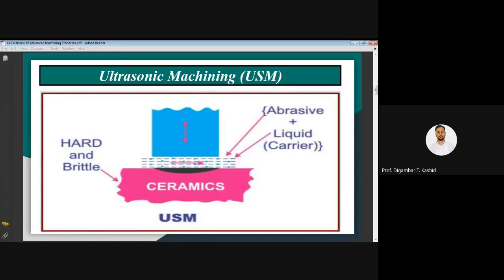Here, for these four processes only mechanical energy is used, and that mechanical energy is in the form of kinetic energy. In the case of ultrasonic machining, we require high frequency, and that high frequency is the ultrasonic frequency, more than 20,000 hertz, with a certain amplitude of vibration. Using ultrasonic machining we can machine ceramic materials, alloys, or carbides, hard and brittle materials.